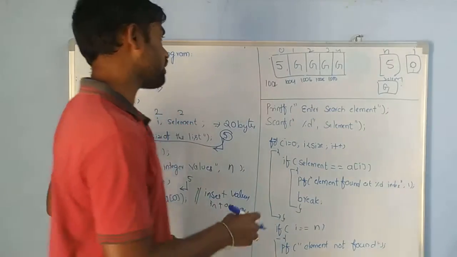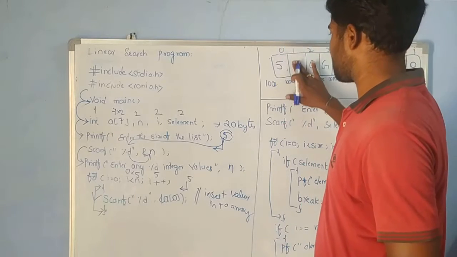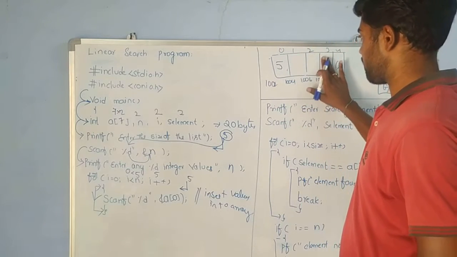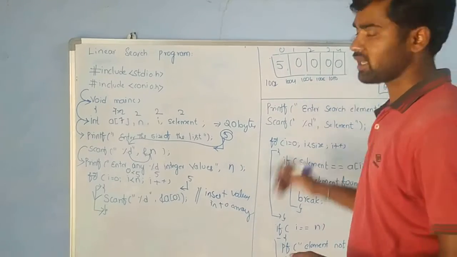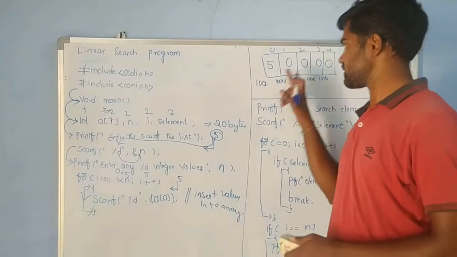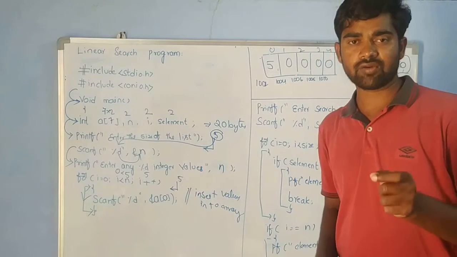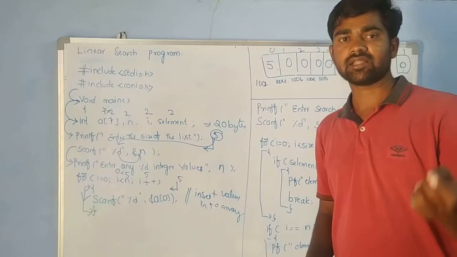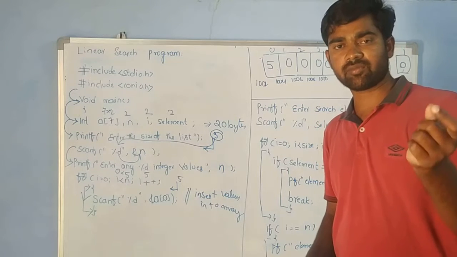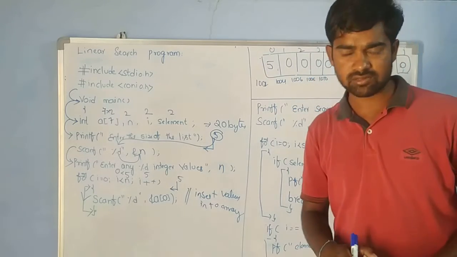Whenever at least one value is inserted into the array, what will happen? The remaining locations are going to fill up automatically with zeros. These are called the null values. Before that, it had garbage values. Whenever you fill up at least one value into the array, automatically the remaining locations are filled up by null values. Null values are nothing but zeros.